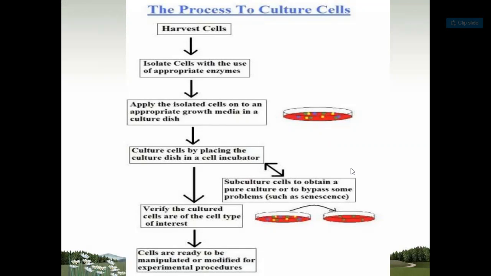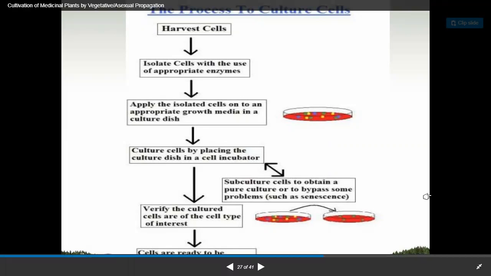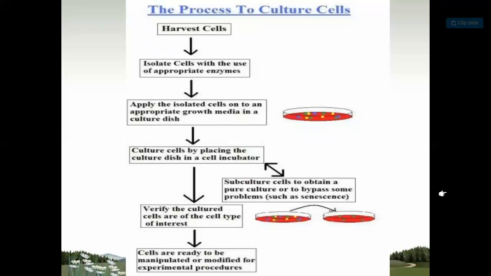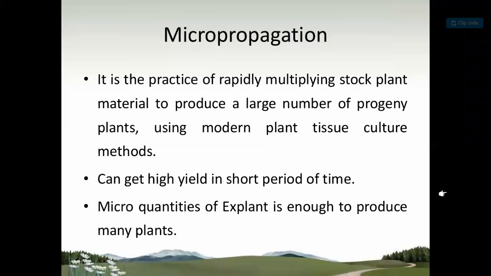Subculture cells to obtain a pure culture or to bypass some problems, for example senescence. If required, we can remove the unwanted part and transfer. Verify the cultured cells are of the cell type inserted, right? Then at last the cells are ready to be manipulated or modified for an experimental procedure. So we have to do this step by step. Here, only two things you need to remember: cell and nutrient. We have to take one sample cell and one nutrient to start, right?